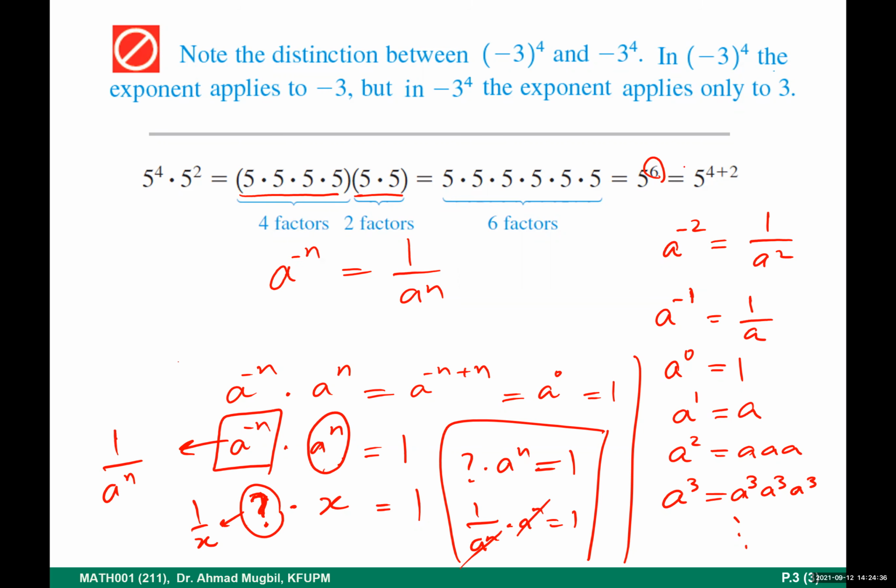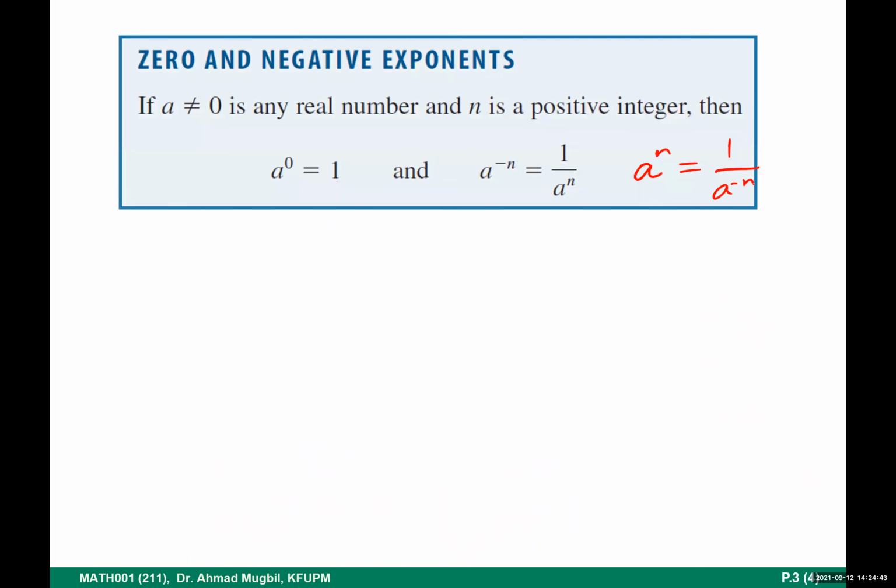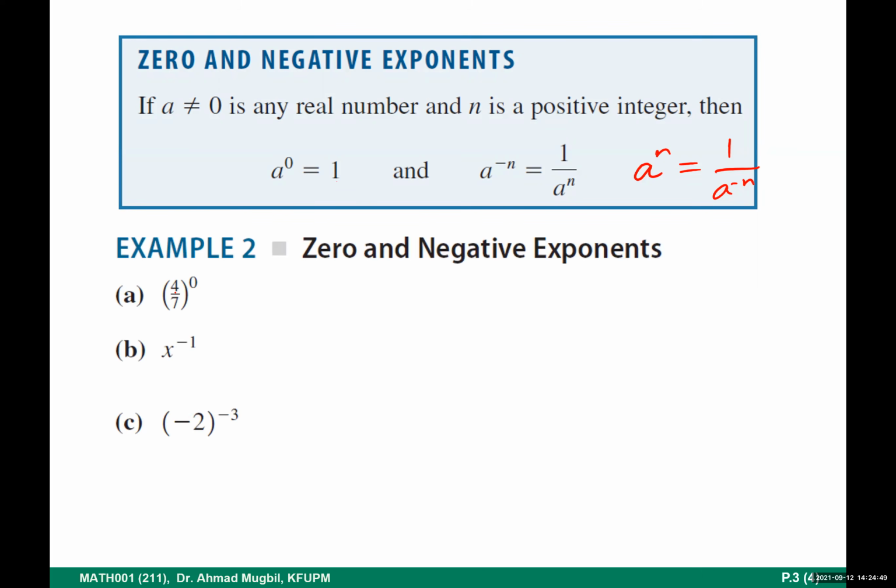It does the same job. It is the reciprocal of a to the power negative n, the same. They are just reciprocals of each other. So according to that, 4 over 7 all to the power 0 is 1, because a to the power 0 is 1. X to the power negative 1 is 1 over x to the power 1, which is 1 over x. X is not 0, of course, here.